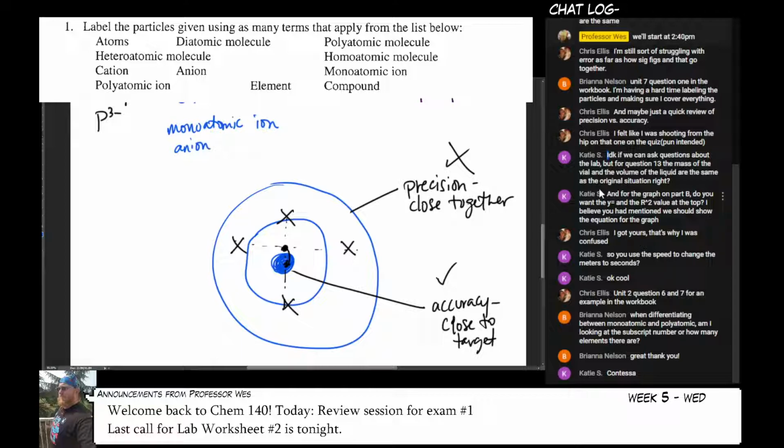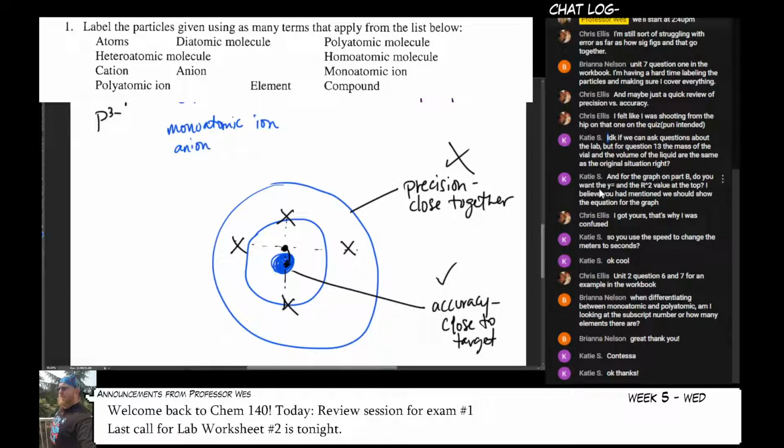We don't use r squared in this class because we don't do statistics. We don't do enough trials for statistics to be meaningful. But looking at r squared is a good first approximation of how good your data is. And if you see like 1 or 0.999, then your data is good.